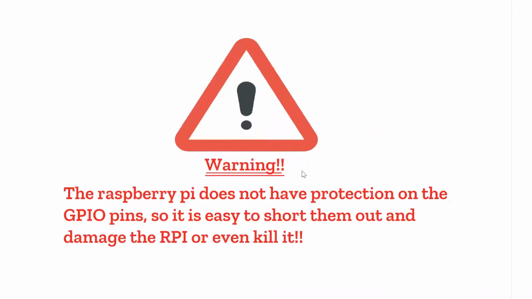Before you continue and make the connections to your Raspberry Pi, please make sure that you are not short circuiting anything, or connecting the GND and the 5 volts or the plus, because the Raspberry Pi does not have any protection on the GPIO pins, so it is easy to short them out and damage the Raspberry Pi or even kill it. So please be careful before doing this.